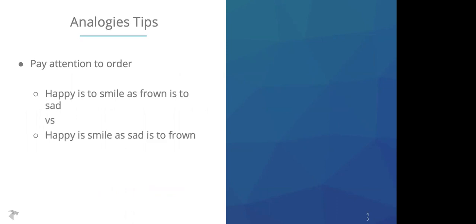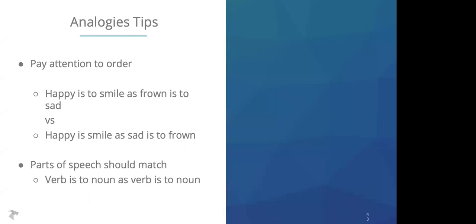So for the analogy questions, you want to pay attention to the order. Keep in mind that if you have happy is to smile as frown is to sad, that's not the same thing as happy is to smile as sad is to frown. The first one would be wrong, the second one would be right. Also, the parts of speech should match, so that verb is to noun as verb is to noun. So make sure the parts of speech match.